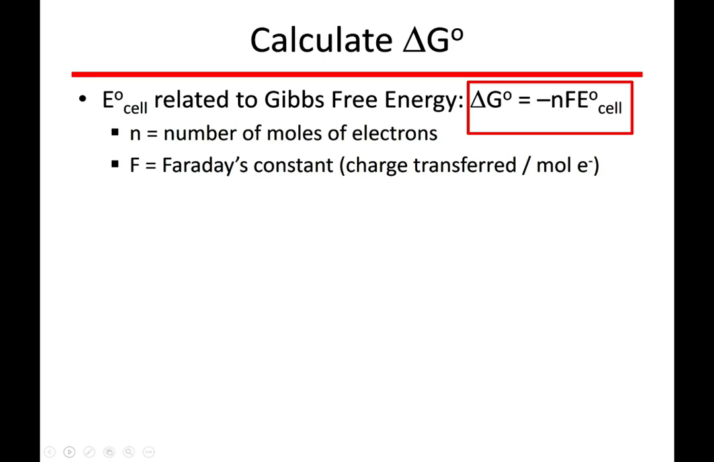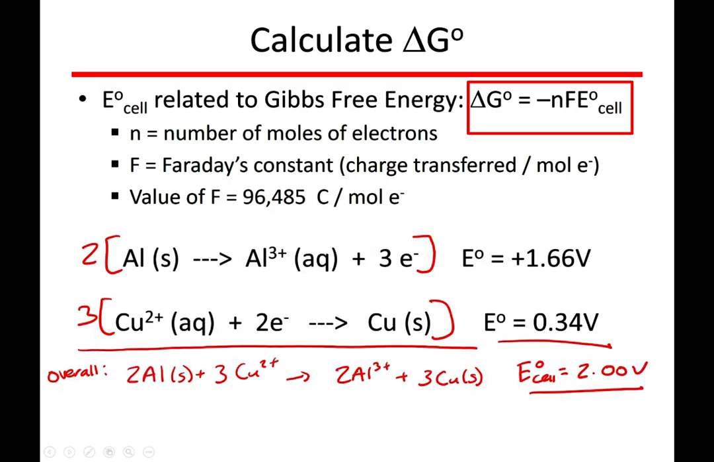Faraday's constant is a constant. It has a given value of 96,485 coulombs per mole of electrons. What this value is telling you is that 1 mole of electrons carries a total charge of 96,485 coulombs. All right, so with that in mind, we can go about calculating the standard change in Gibbs free energy for this reaction. We'll put back up the two half reactions that we've written out and the overall reaction with the standard cell potential, and then we'll use our delta G equation.